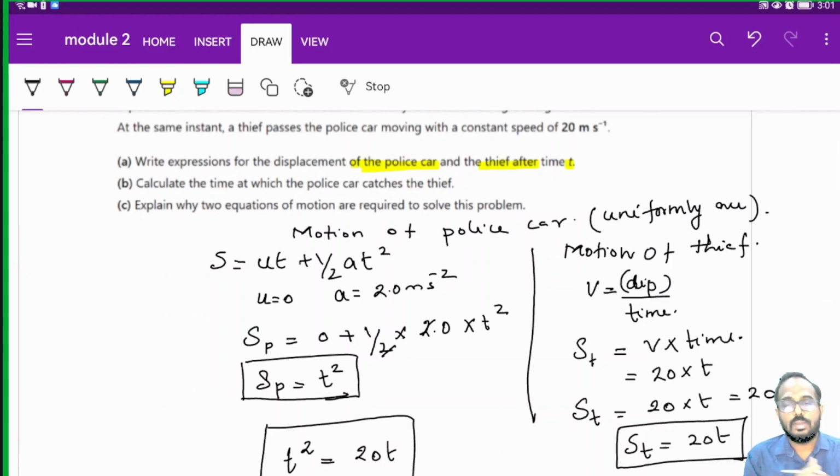Then one theoretical question: why do you require two equations? Because one motion is uniform acceleration motion, one is zero acceleration motion. Zero acceleration means what? Constant speed or constant velocity motion. Okay, clear? I hope this concept is clear to you. We will move on to the next question.